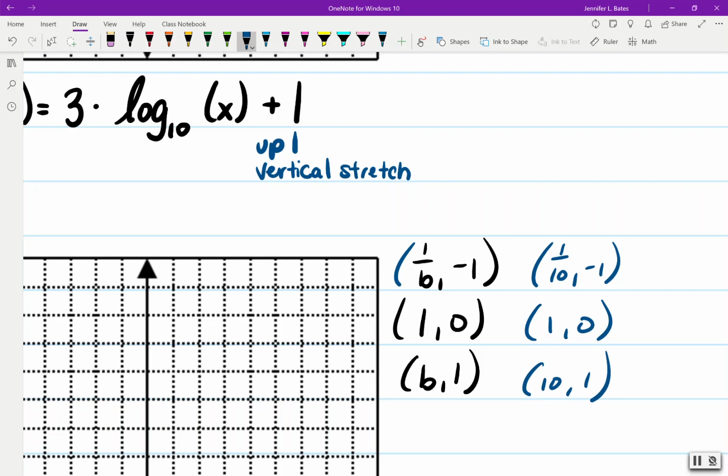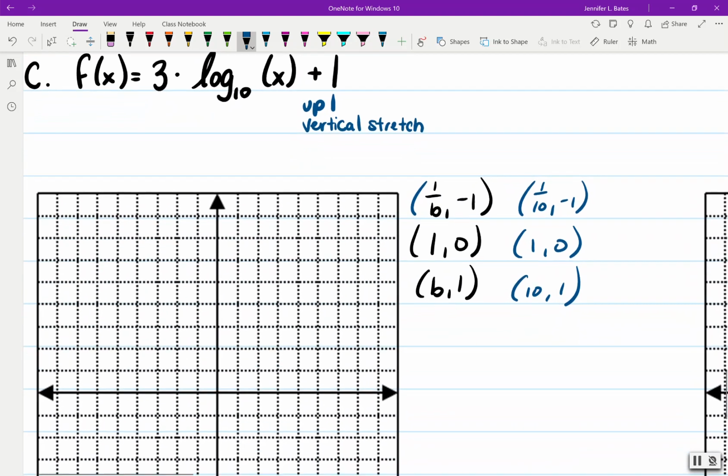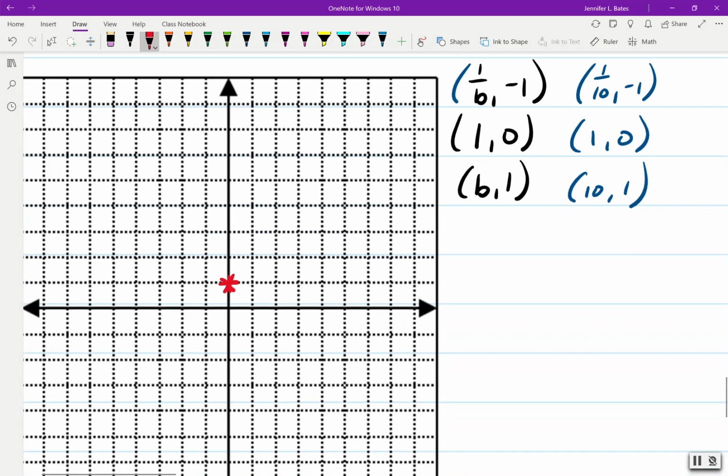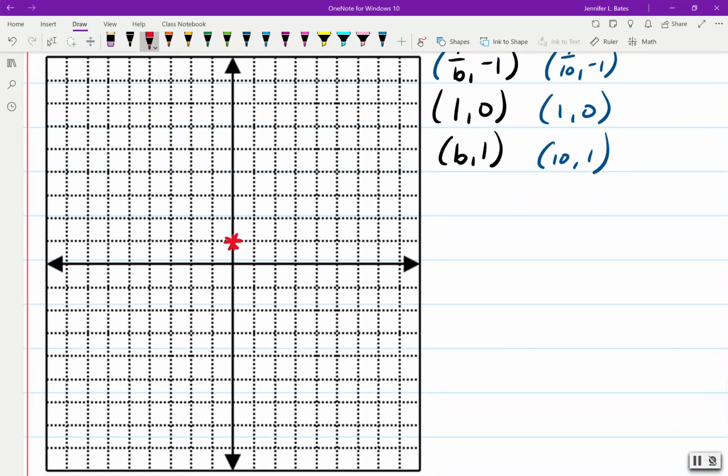So what we're going to do, we're going to start with the shift. The shift says up 1. So I'm going to take my origin, and I'm going to move it up 1. And I'm going to put a star there. So my origin is moving up 1. We're going to put a star there, and then we're going to draw the asymptote through the origin.